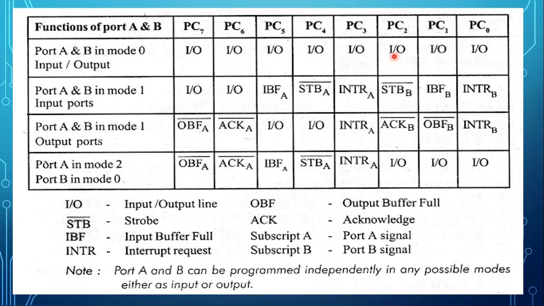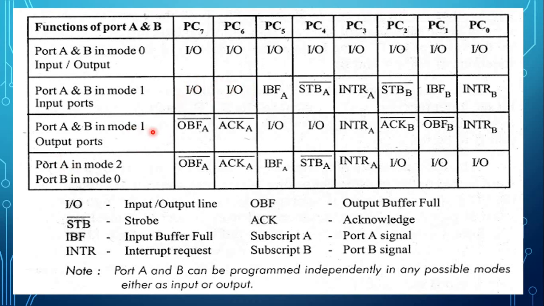In the case of mode 1, port A and port B can be used as either an input port or an output port. Then port C acts as control signals. See here, PC3, PC4 and PC5 are control signals for port A. Then PC0, PC1, PC2 are for port B operation. These two signals may be used as either an input port or an output port.